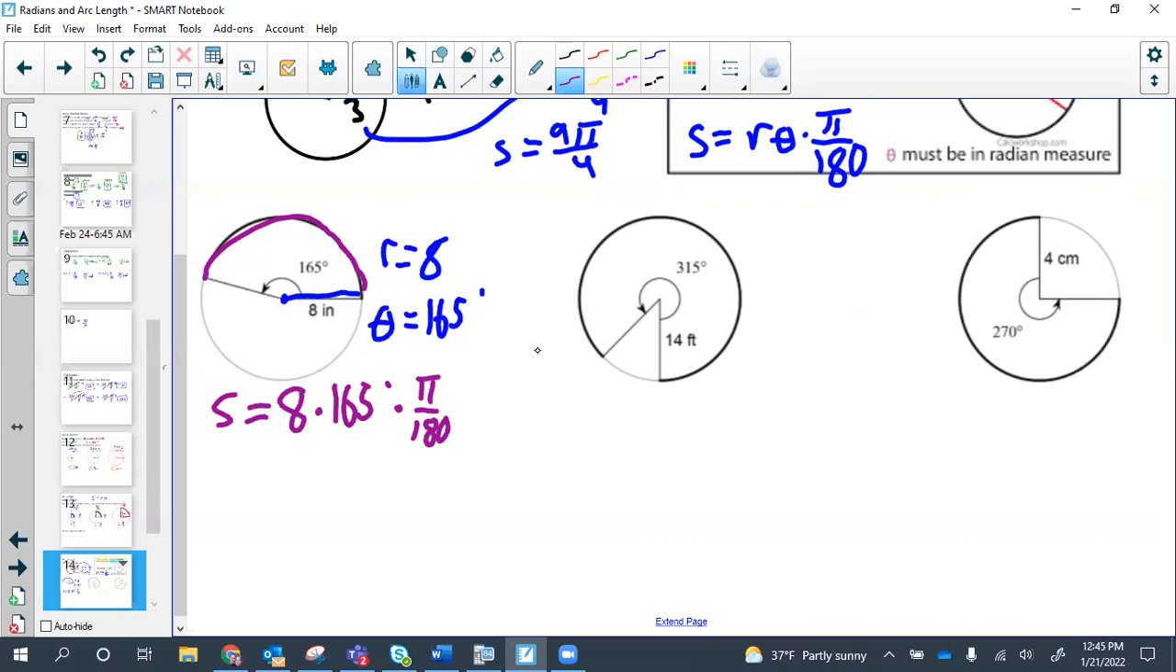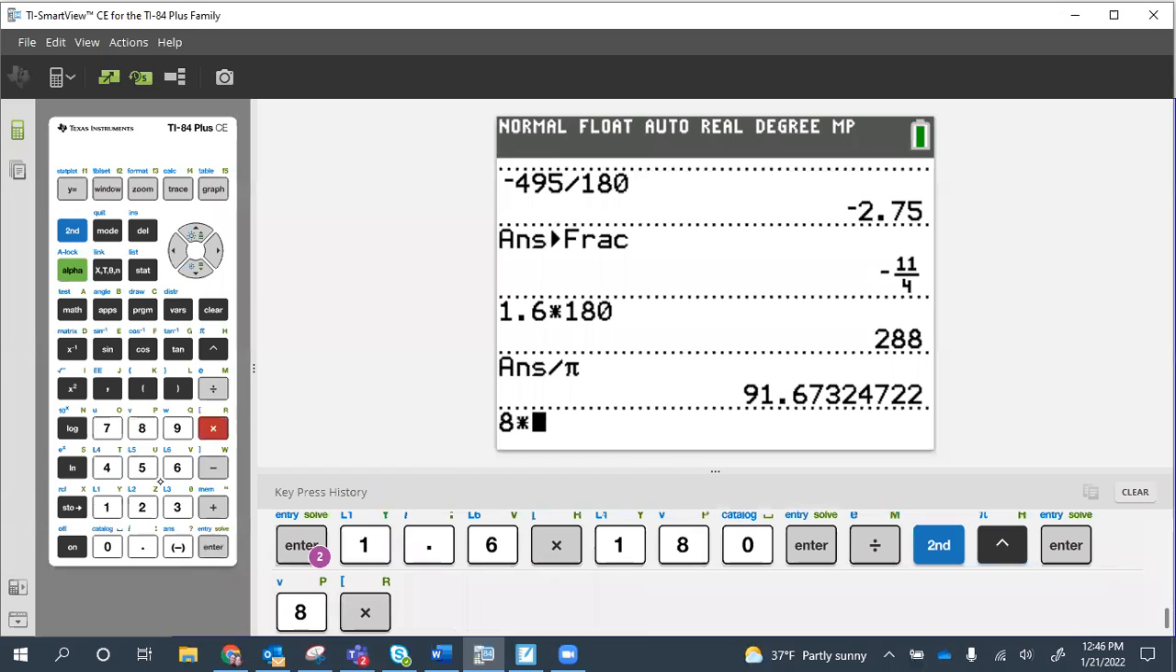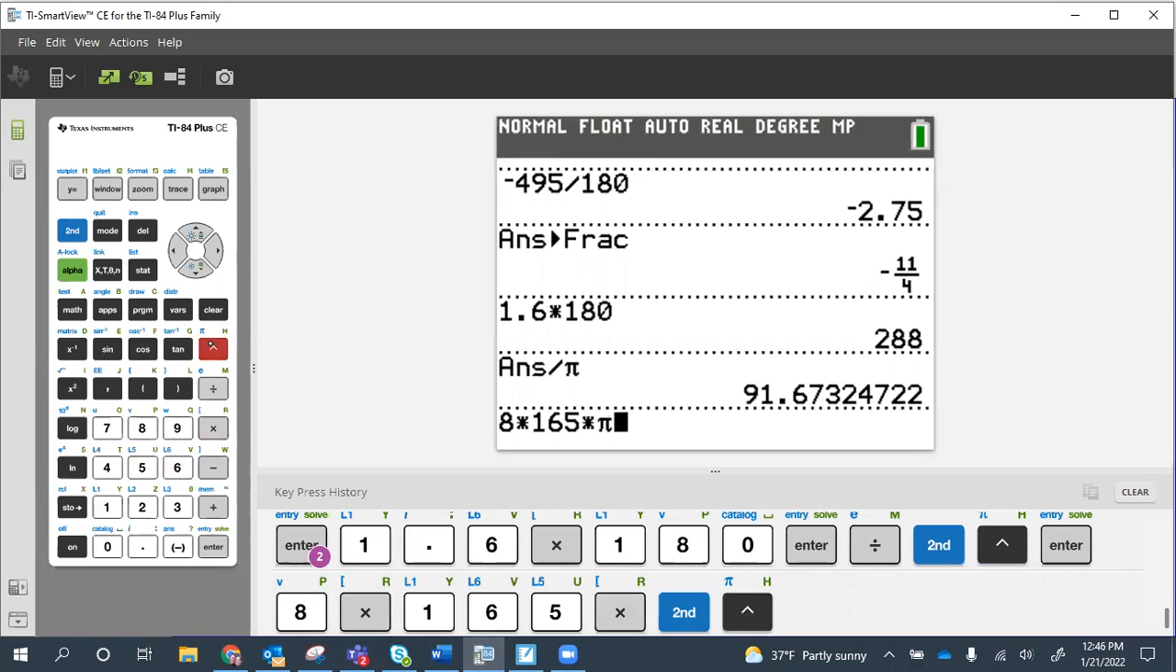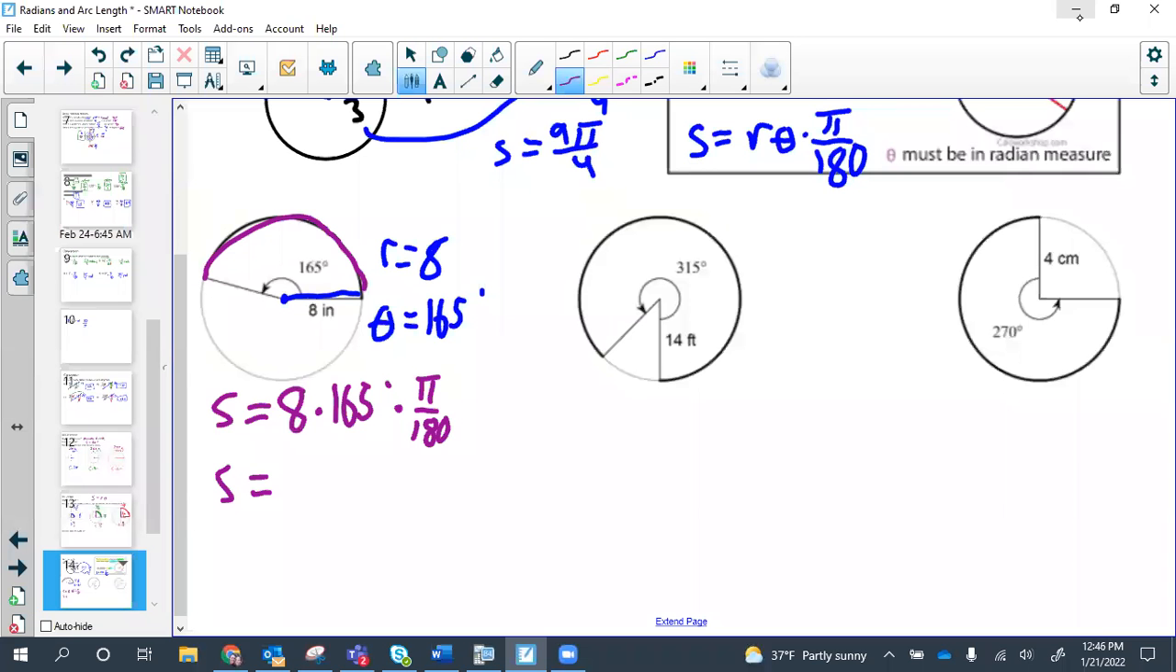Now, in this case, I'm going to want to know what that is to a decimal. I don't want to leave it in terms of pi. So I'm going to go on my calculator, and I'm going to put in 8 times 165, and then times that by pi over 180. Remember that pi, I have to push second caret here, and then do over 180. And then that's going to give me 23.04. I'll just say 23. We'll round to the nearest 10th.